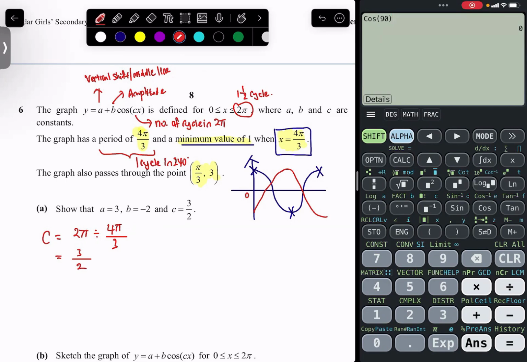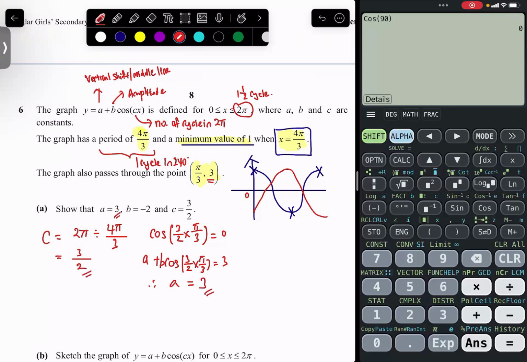So therefore, cos of 3 over 2 multiplied by π over 3 must be equal to 0. Okay, so if it's equal to 0 and there's a 3, that means a plus b cos of 3 over 2 times π over 3 is equal to 3. Therefore, a must be equal to 3. Okay, sure. So this one is to prove.